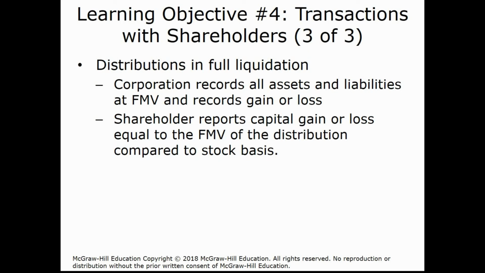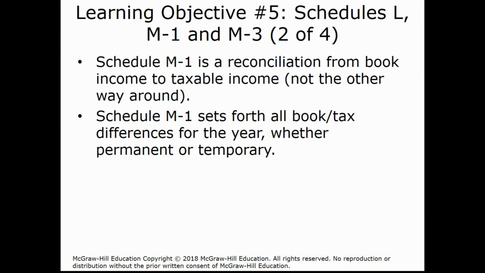So upon the distribution or in full liquidation of the corporation, corporations record their assets and liabilities first at fair market value. So in many cases they'll step up the value to fair market value, and then they'll record any gains or losses in the event that they have to step down the value. And then the shareholder, upon liquidation, will report any capital gain or loss equal to the fair market value of the distribution that they receive upon liquidation of the corporation, and then they'll compare that to their stock basis.